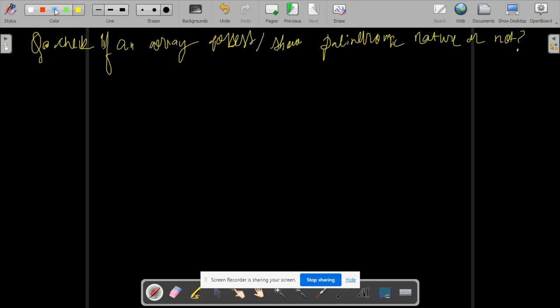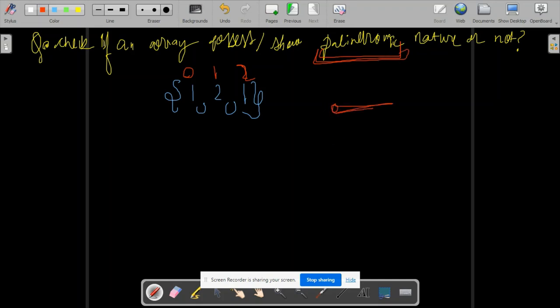So suppose I am giving you some array. It is 1, 2, 1. So this is the array that I have given to you. You have to check if it is showing palindromic properties or not, right? So firstly, let us understand what I mean by palindromic.